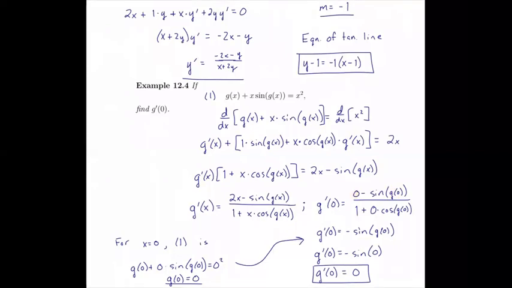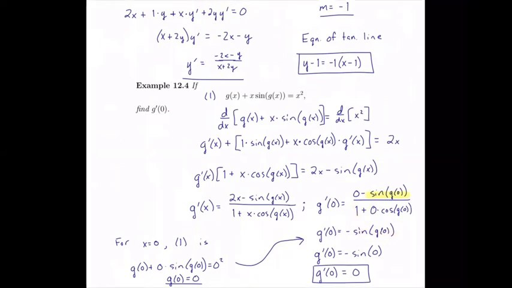The denominator, 1 plus x times cosine of g of x. Well, 1 plus 0 times cosine of g of 0. Well, I don't have to figure out g of 0 here because 0 times cosine of g of 0 is just 0. So this is a 1 in the denominator. And what I'm left with is that g prime of 0 is just equal to negative sine of g of 0. So the term that survives is all that's divided by 1. It's 0 minus sine of g of 0 in the numerator.